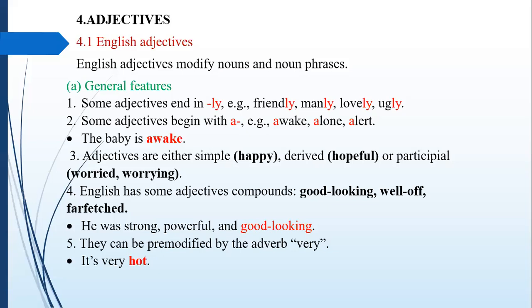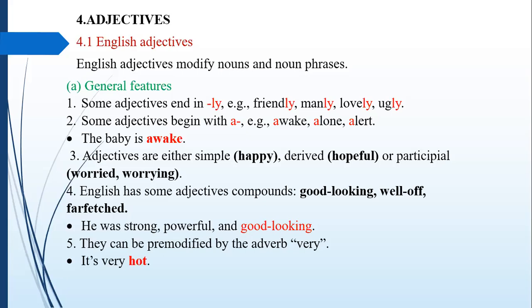And we have some adjectives which are compound adjectives. I mean the adjective consists of 2 words, such as good looking, well off, far-fetched, well known, all right? So we have so many adjectives of this type. Easygoing, for example: he's an easygoing person, easygoing, سهل المراس.